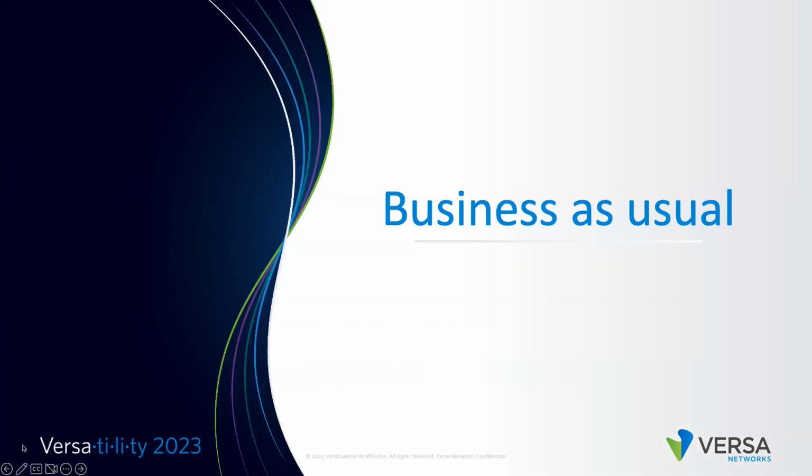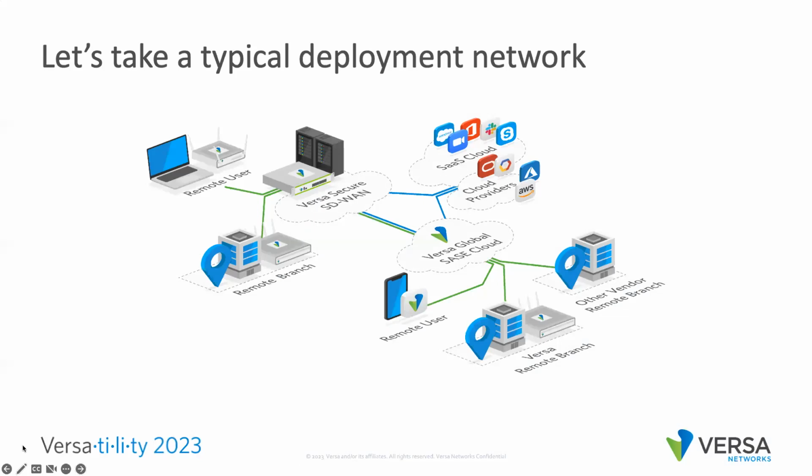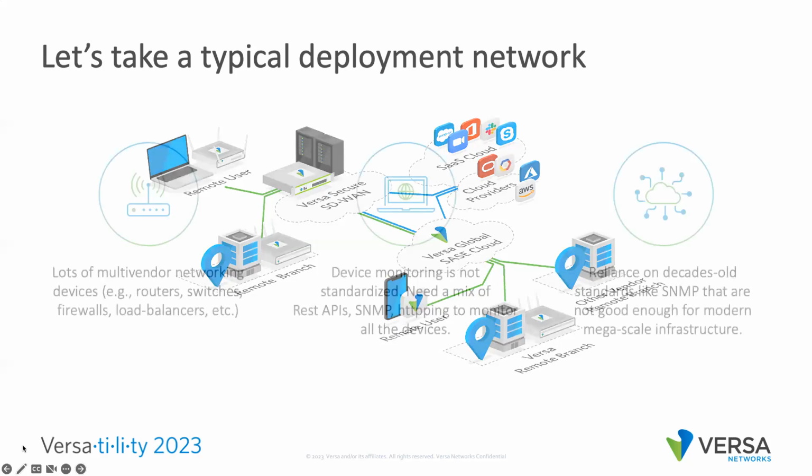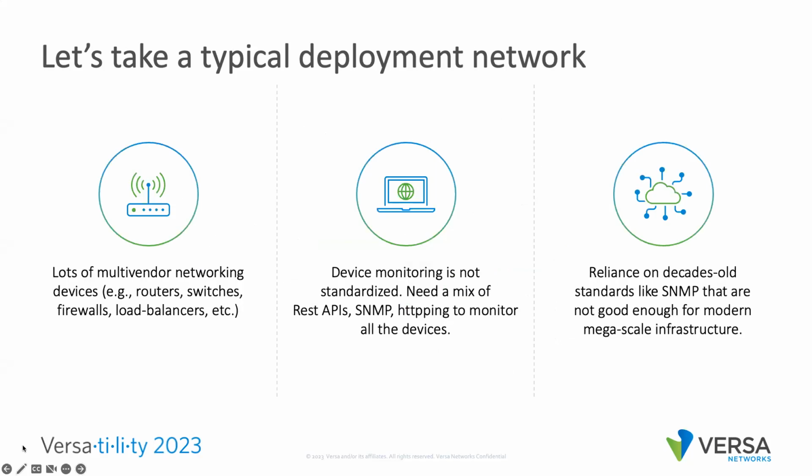Now let's look at the way business is conducted as usual across the industry. In a typical deployment network, you have different kinds of sprawl. You have remote branches where your users are connected. You have users using Versa SASE or VPN clients to connect to Versa networks. You have other remote users who are directly accessing different SaaS apps without going through an SD-WAN. Now, what you have is a lot of multi-network, multi-vendor networking devices, such as routers, switches, firewalls, load balancers, etc.